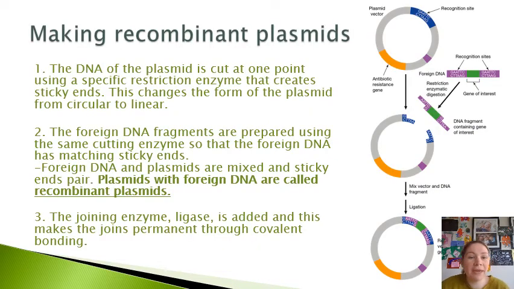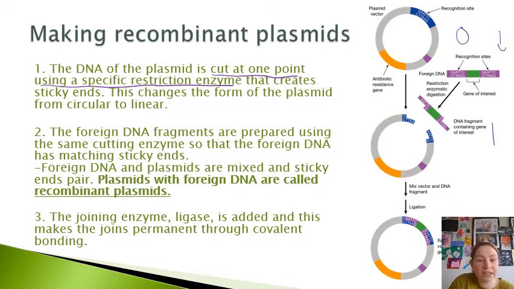Let's have a look at how we make a recombinant plasmid. So the DNA of the plasmid is cut at one point using our specific restriction enzyme that creates sticky ends. This changes the form of the plasmid from circular to linear. So once we cut at our recognition site, we go from a circle to a linear piece of DNA.